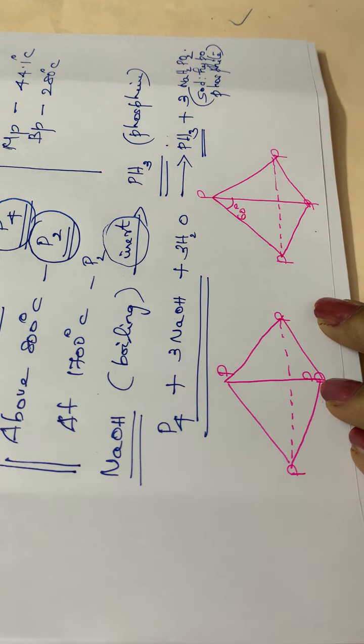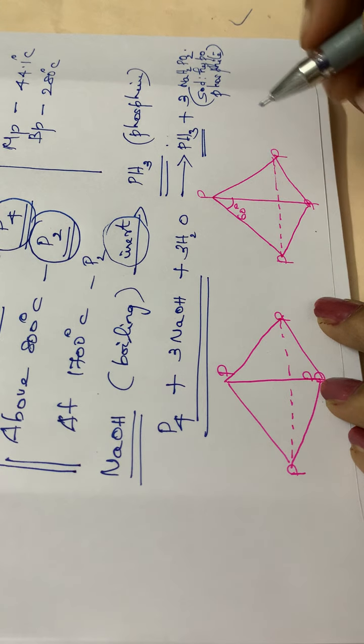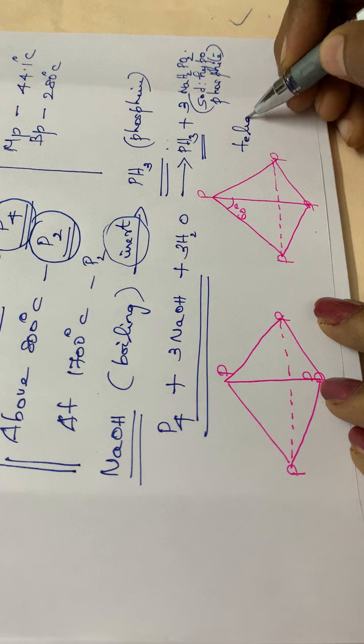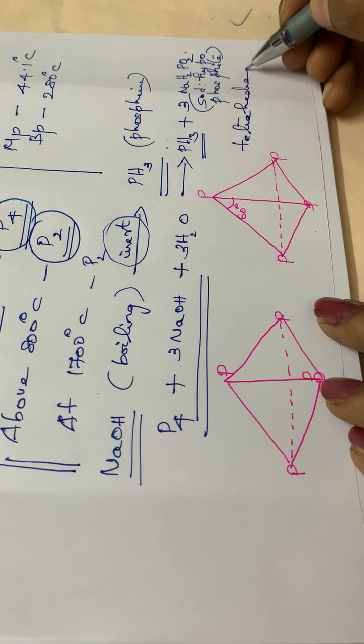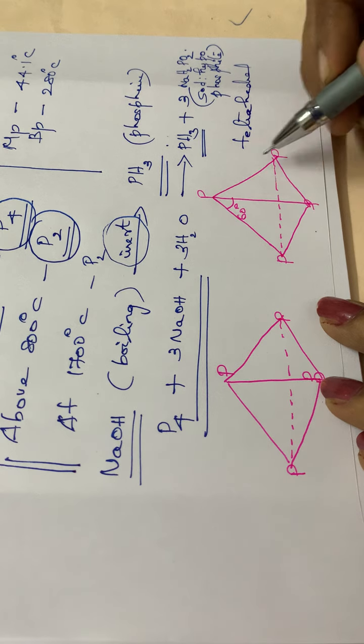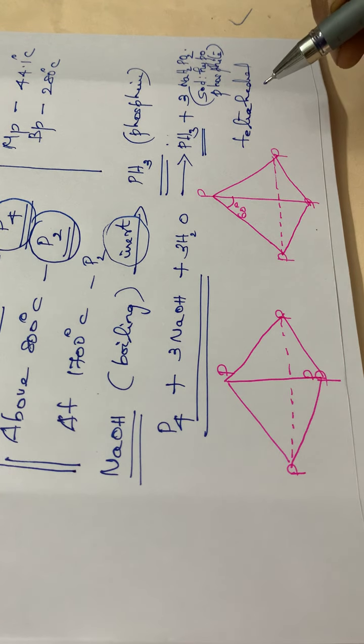What is the geometry of this particular P4 molecule? It is tetrahedral geometry, isn't it? It has a tetrahedral structure with discrete P4 molecules. The four phosphorus atoms lie at the four corners of a regular tetrahedron.